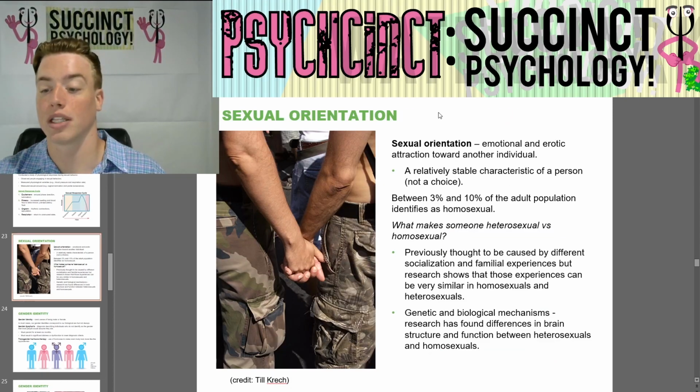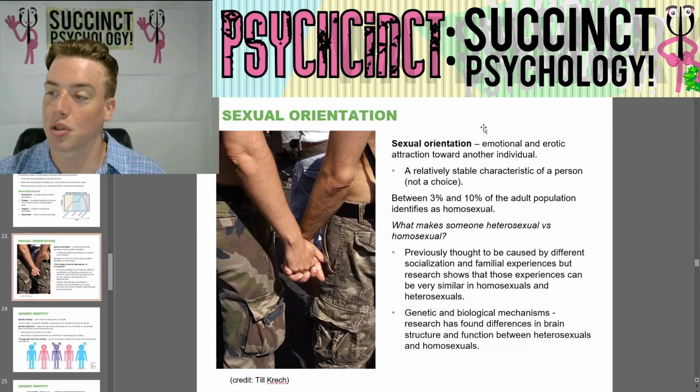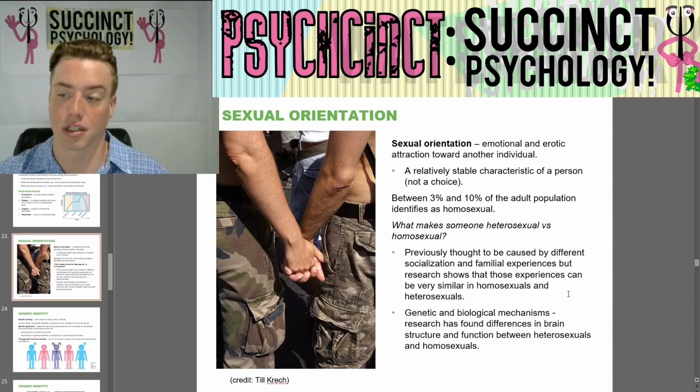So sexual orientation is the emotional and erotic attraction toward another individual, a relatively stable characteristic of a person. It's not a choice. Between 3% and 10% of the adult population identifies as homosexual. So what makes someone heterosexual versus homosexual? Previously thought to be caused by different socialization and familial experiences, but research shows that those experiences can be very similar in homosexuals and heterosexuals.